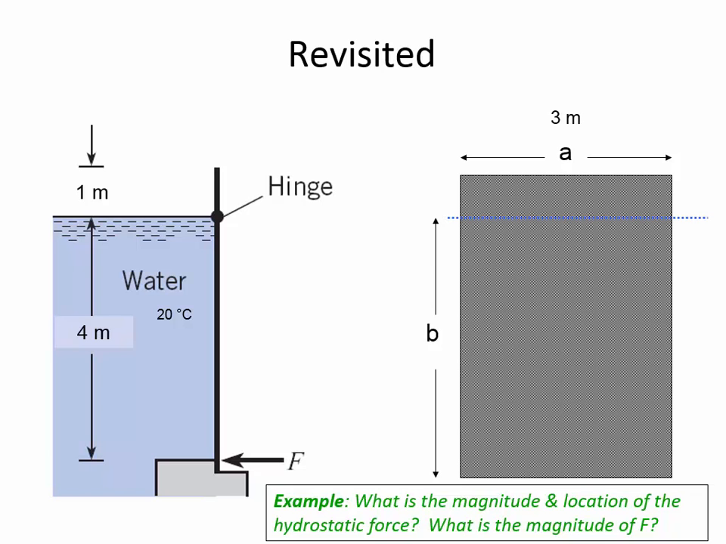And the pressure at the centroid is P bar, and the formula for that is delta H times gamma, the unit weight of the liquid. Okay, so the delta H is 2 meters, and the unit weight of the liquid is 9790 newtons per meter cubed. So we have a pressure at the centroid of 19,580 newtons per meter squared. Any questions so far?